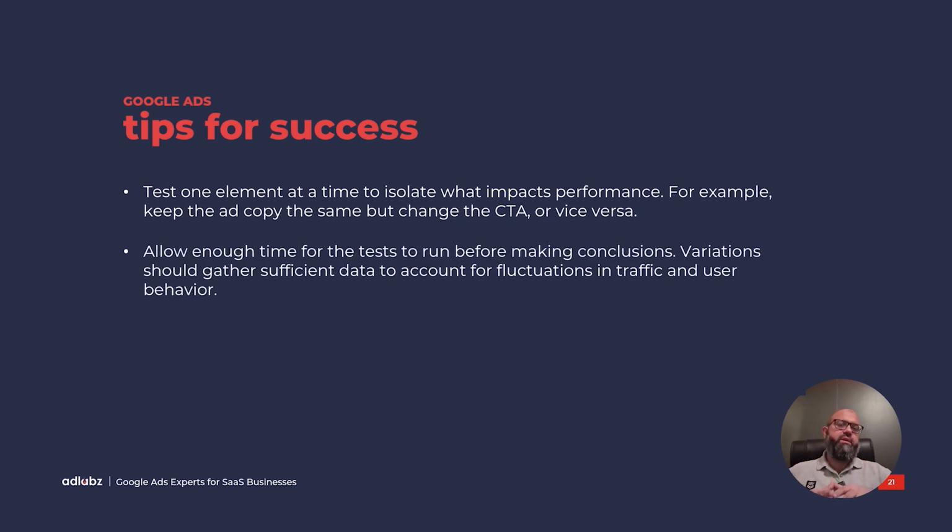Allow enough time for the test to run before making conclusions. Obviously, for any A/B test, you need lots and lots of data. What we recommend is that you at least wait a few weeks and let the data accumulate in your Google Ads account before making any decision on any A/B test. Variations should gather sufficient data to account for fluctuations in traffic and user behavior, because there are seasonal variations as well. For example, if there's a big holiday coming up in your target audience's geographical area, that may also affect performance. And if you decide on the results too quickly, too often, you won't know what drove the performance up or what drove the performance down.